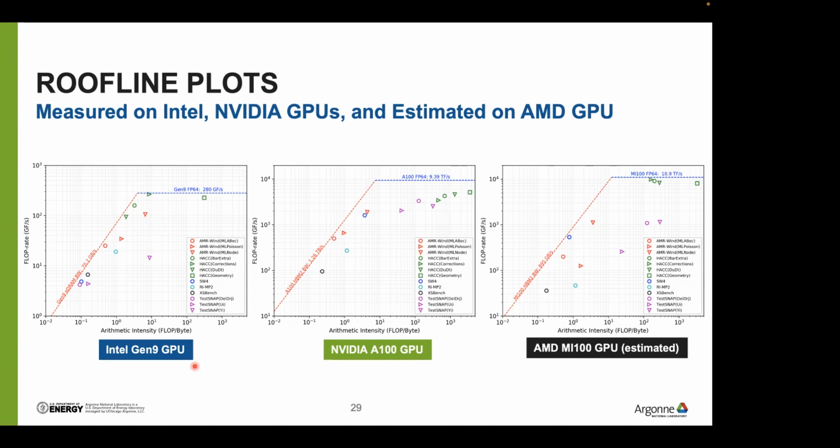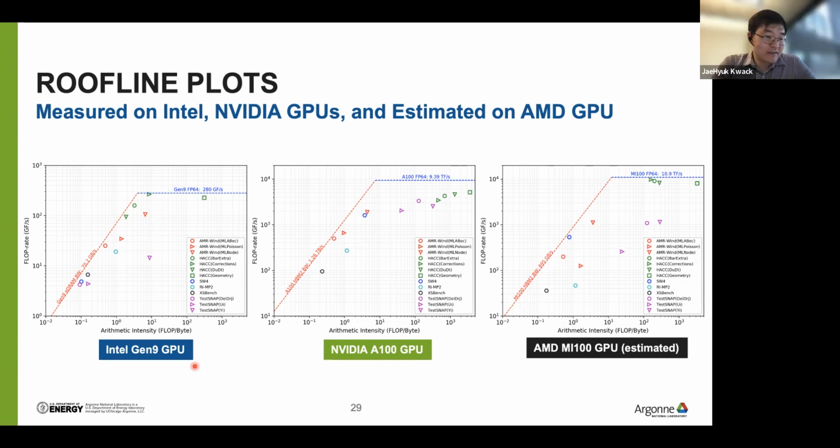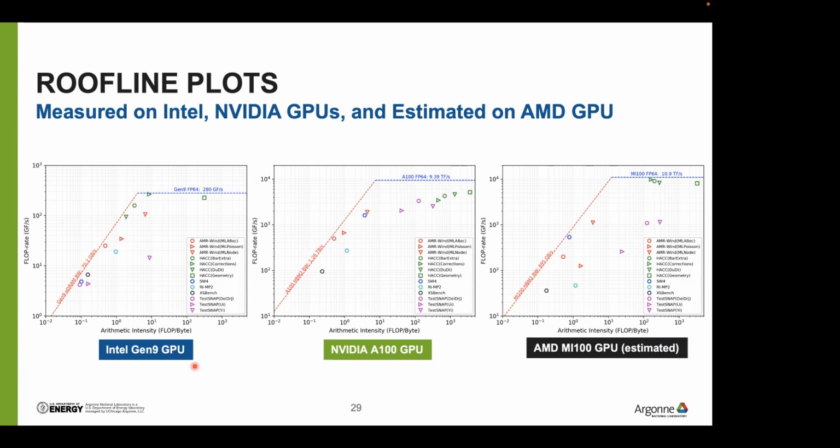Let's see, another question here. Besides GPUs, are there any other accelerators going into exascale systems? In my understanding, right now the exascale systems are using GPUs. That's my understanding. I hope to have more, but yeah, that's my understanding.